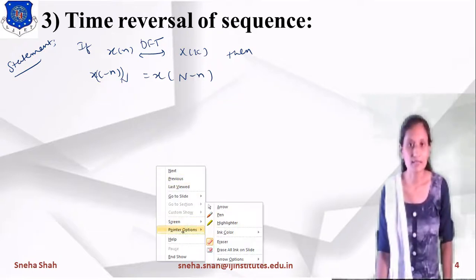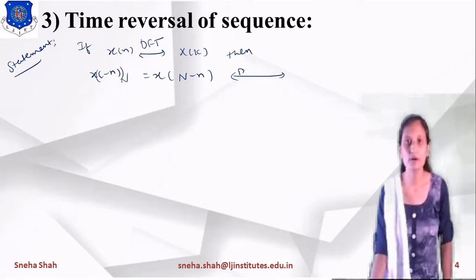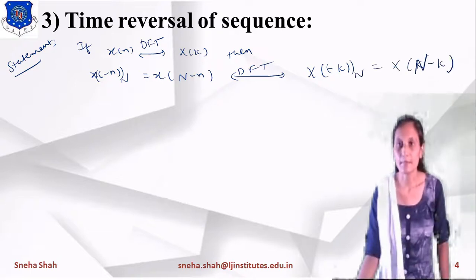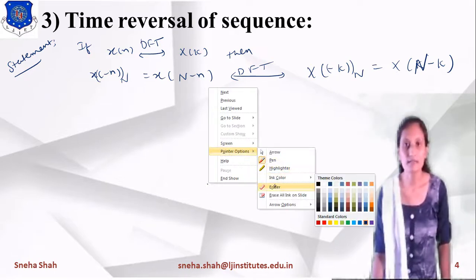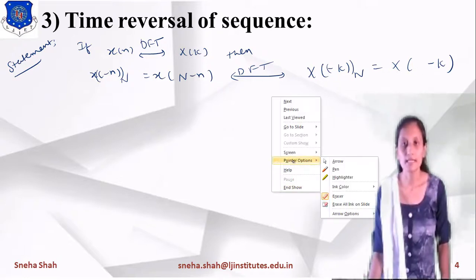So if I am taking time reversal in the input sequence, then corresponding to it, what will be in the form of DFT? Its value will be X of minus k after N number of samples. So it will be represented as X of capital N minus k. So this is your time reversal property of any sequence in the DFT.